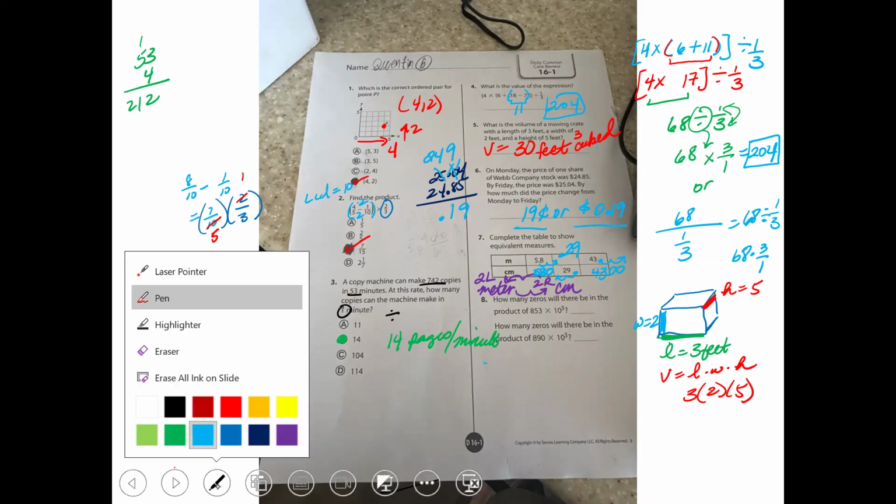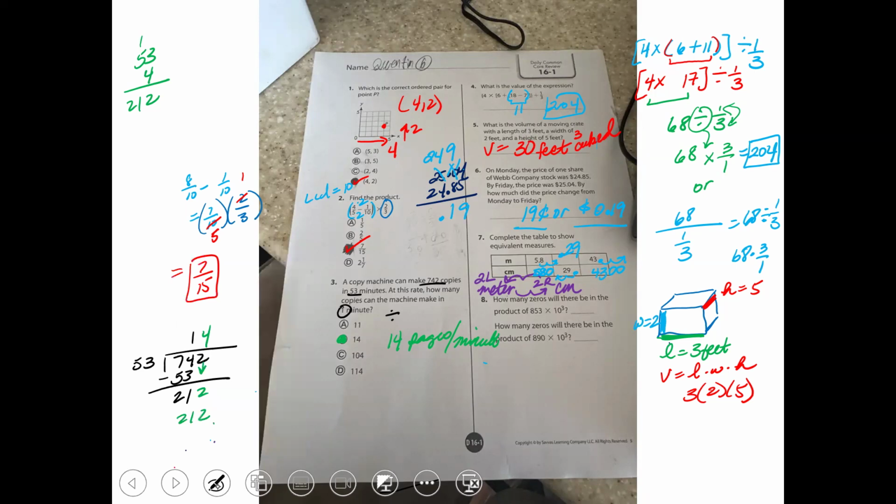How many zeros would there be in the product of 853 times 10 to the third power? That 3 means that you add 3 to this. So 8, 5, 3. And you just put 1, 2, 3. Do you see that? So how many zeros? You put 3 zeros. Okay?